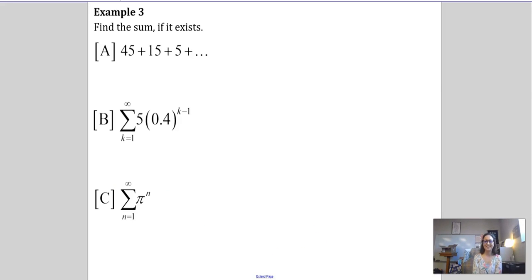Force pause on the screen, go ahead and copy example 3. Hit continue when you're ready to do this together.